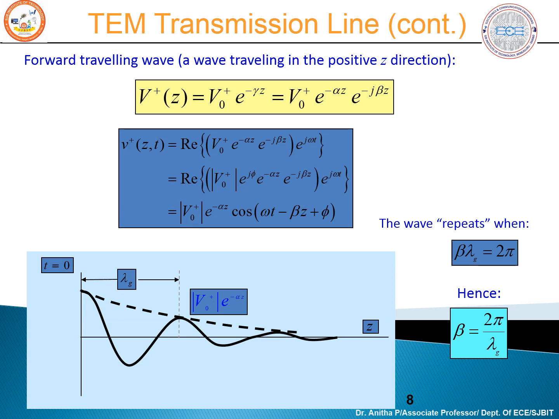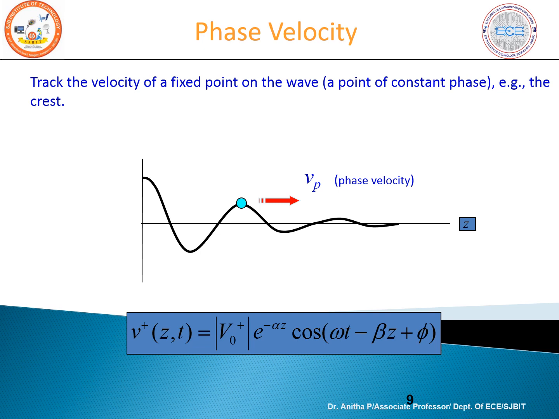And you can observe beta is nothing but 2 pi by lambda. So it repeats after every 2 pi, that is, it repeats after every cycle. So beta you can calculate from that, which is 2 pi by lambda. And in the same manner you can also represent the reflected wave.